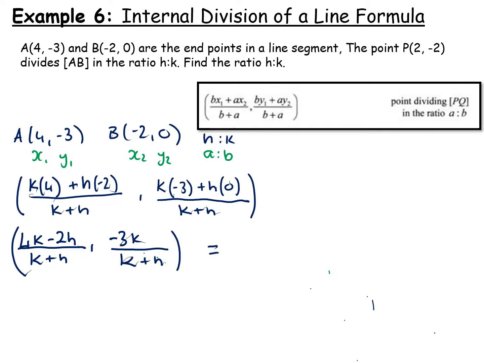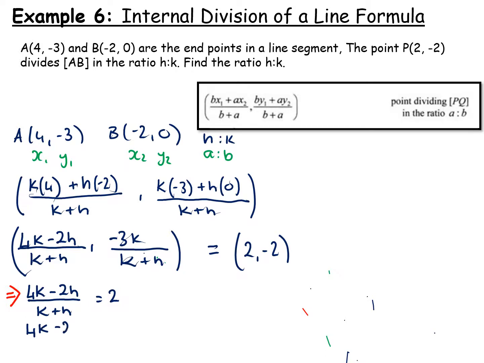And that should actually give us the point P, which is 2, minus 2. So we can create two little equations from this. So working with the x coordinate, we have 4k minus 2h all over k plus h, and that should equal 2. So we get 4k minus 2h is equal to 2k plus 2h. Bringing this across, we get 2k equals 4h, and I'm going to call that equation 1.